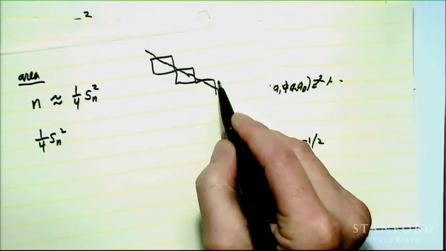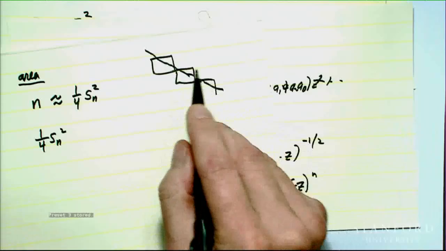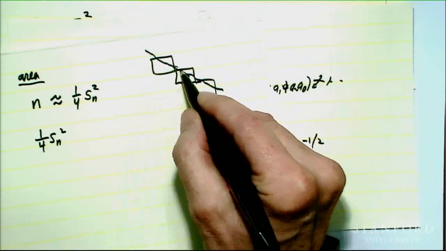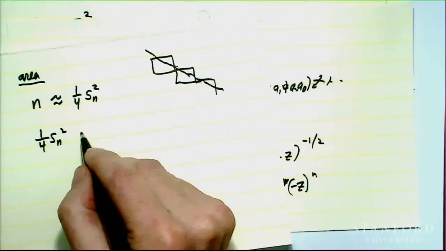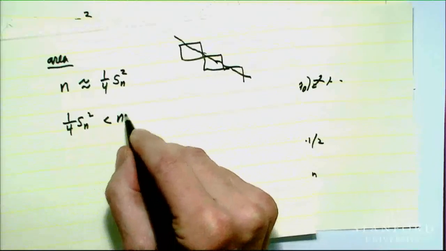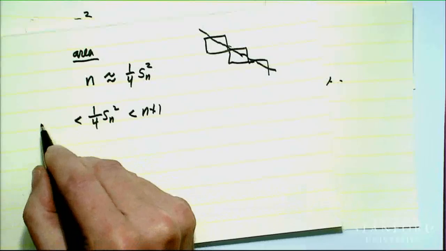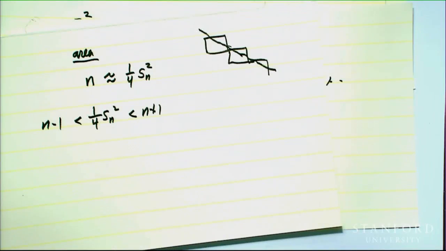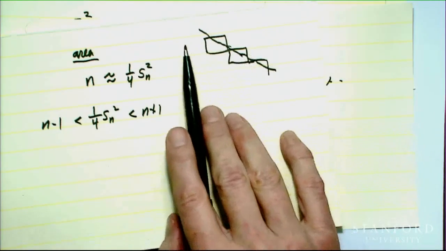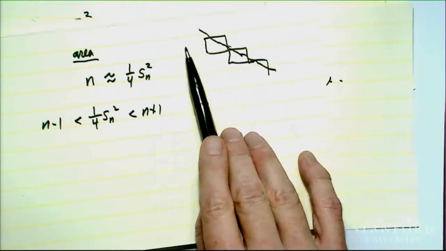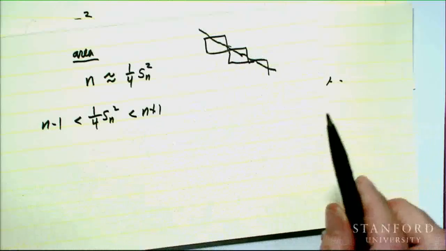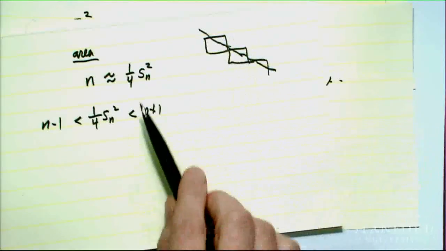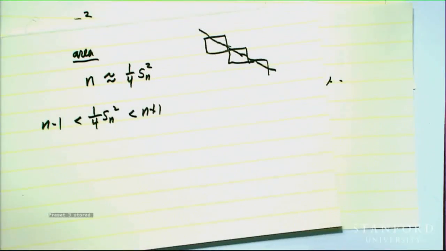In every case, it's always on every rectangle on the edge. It's getting cut on the top edge and the right edge. Then this has to be less than n plus 1 and greater than n minus 1, because we got n minus 1 if we stay totally within this region, and we got n plus 1 if we add another layer on the outside.